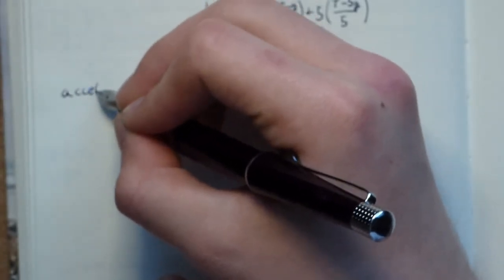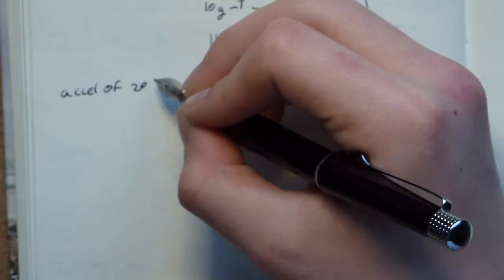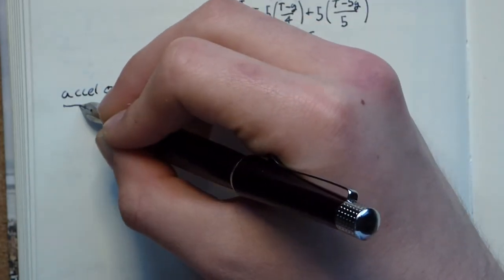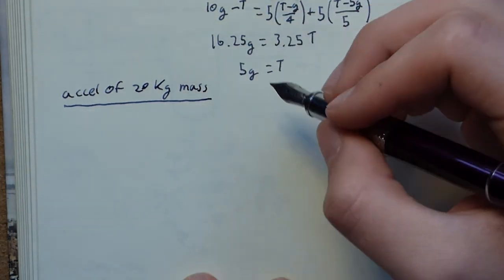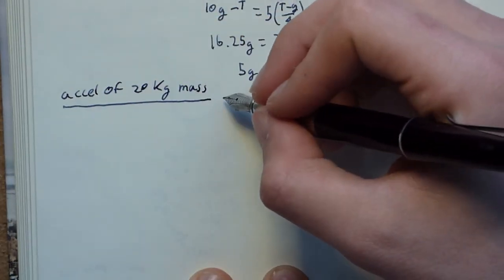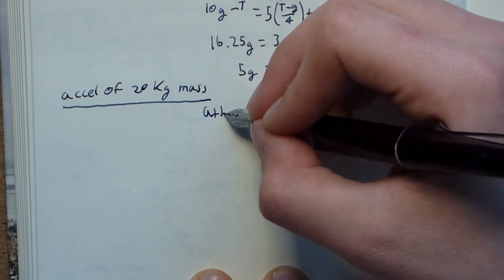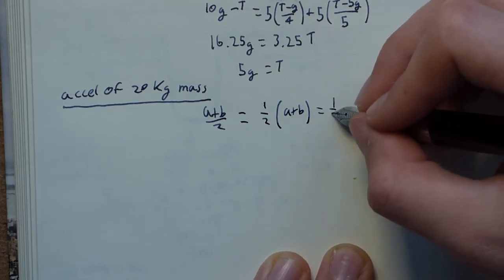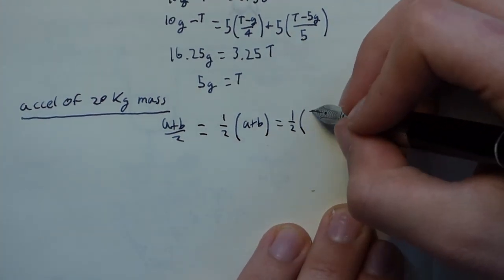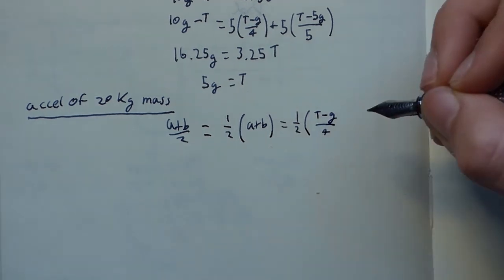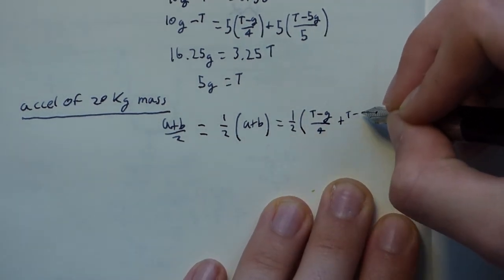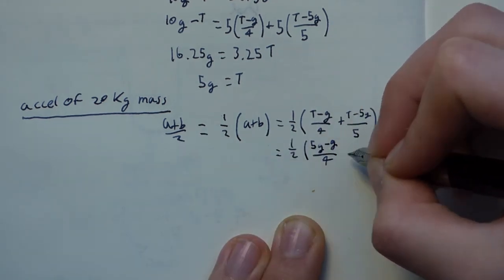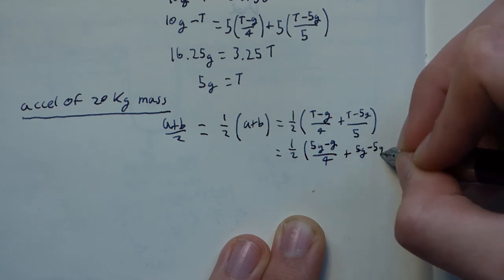So now the question asks us to find the acceleration of the 20 kilogram mass. Earlier on, as we said, the acceleration of the 20 kilogram mass is (A plus B) over 2. So we're going to write that out, and then rewrite it in terms of the A and B that we found earlier as well. So we've got half of A plus B, half of the value for A of (T minus g) over 4, and B, which is (T minus 5g) over 5, because you know the value for T, which is 5g. So we're just going to write that value for T, so then it's all in terms of g.